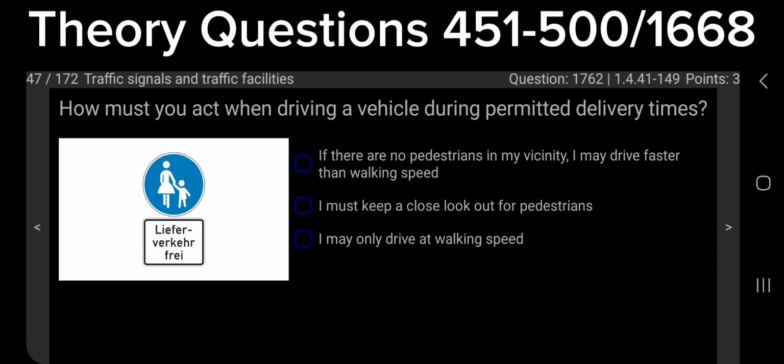How must you act when driving a vehicle during permitted delivery times? If there are no pedestrians in my vicinity, I may drive faster than walking speed. I must keep a close lookout for pedestrians. I may only drive at walking speed.